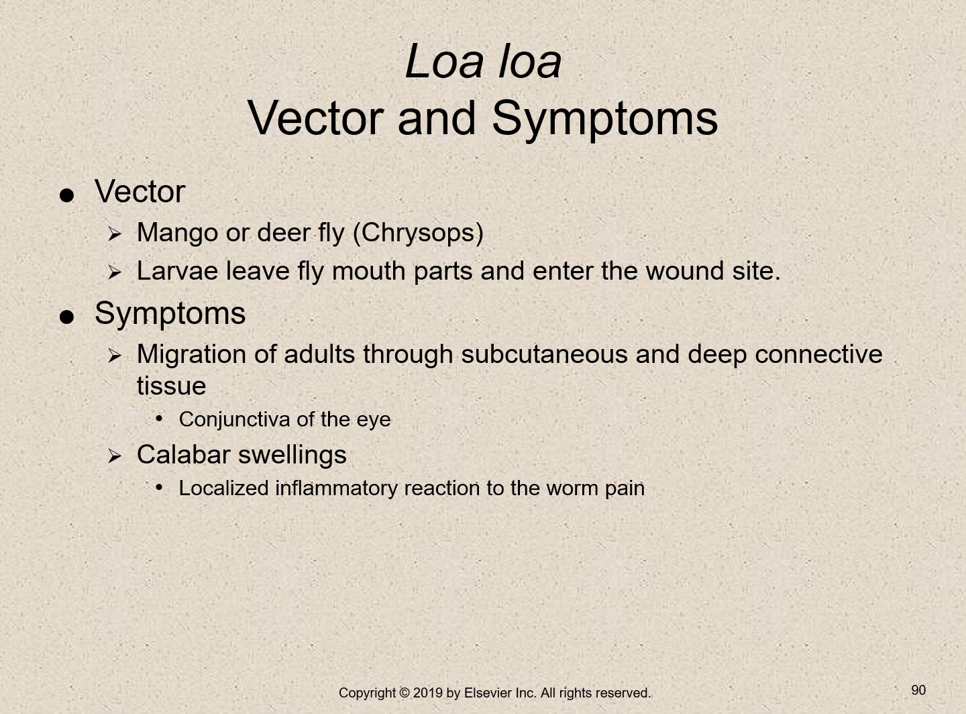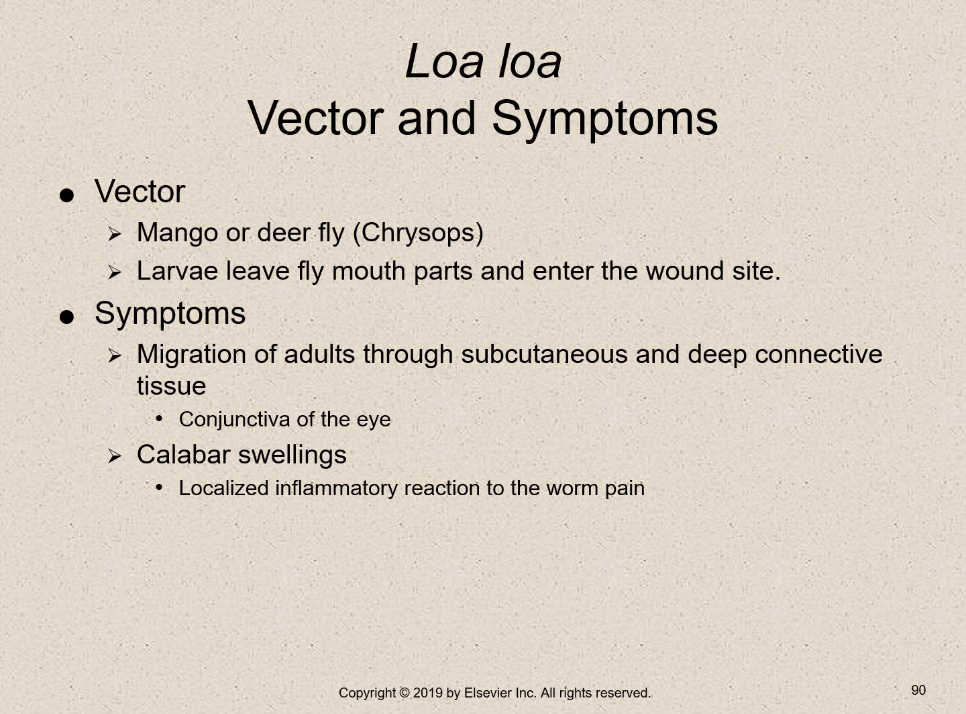Adult worms may live for as long as 15 years in humans, and they migrate through the subcutaneous tissue, causing temporary inflammatory reactions. These are referred to as Calabar swellings. The adult worms can often also be seen as they migrate across the surface of the eye. And diagnosis can be based on the presence of the Calabar swellings or of the adult worm in the conjunctiva of the eye.